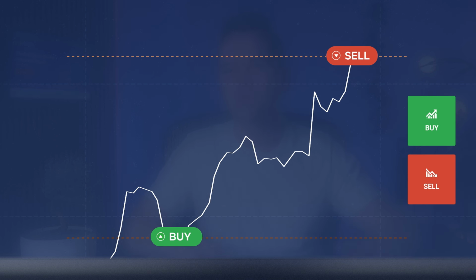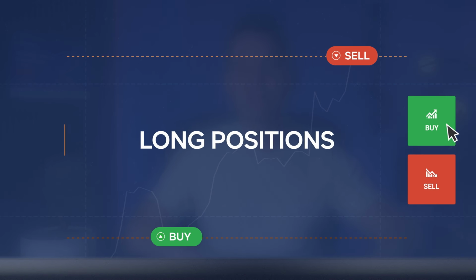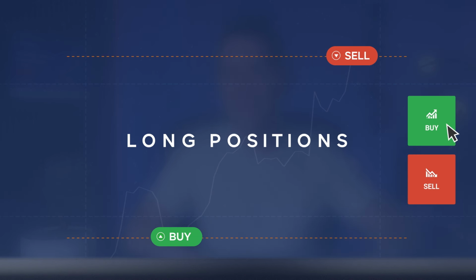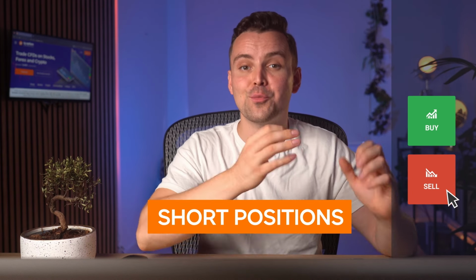If traders expect the price of an asset to increase in the future, they open buy positions, or in other words, enter long positions. However, if a trader is of the belief that the price of the chosen asset will decrease in the future, they tend to enter short positions. Short selling implies selling an asset without actually owning it. And here's how that works.